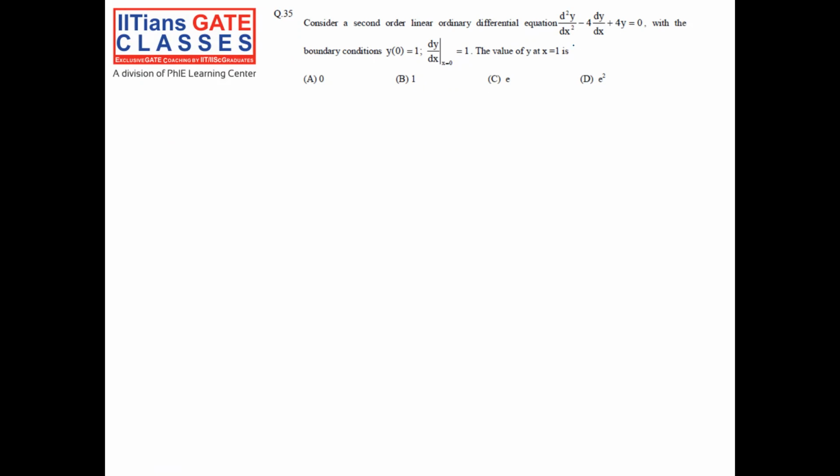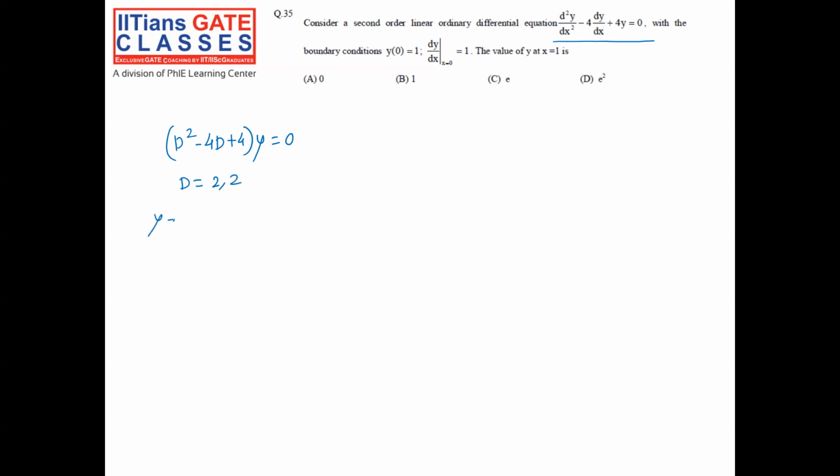The simplified form of this differential equation can be written as d square minus 4d plus 4 times y equal to 0. Okay, and now we can treat this f of d as an algebraic equation, and we can solve it to get the value of d. Once we solve, we'll get d equal to 2, 2.